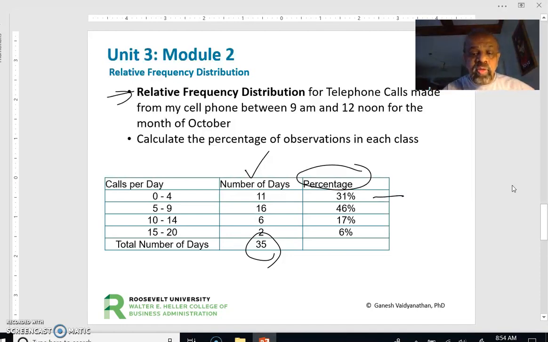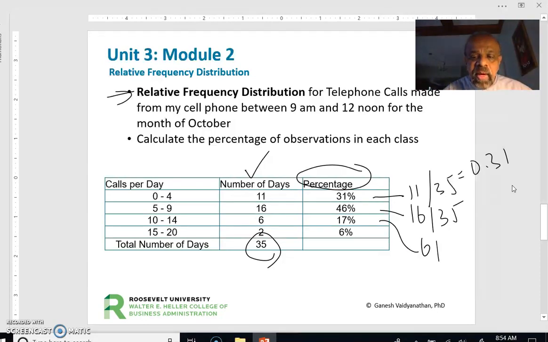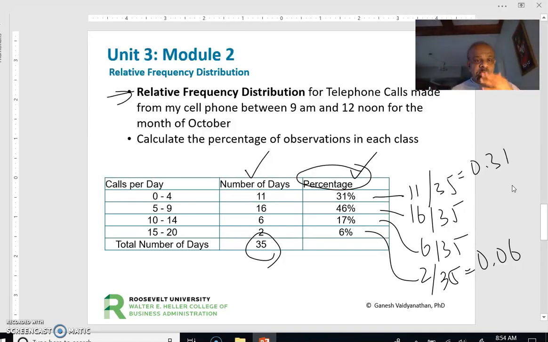The first one is going to be these 11 days, so 11 divided by 35, and that comes to 0.31. That's why it is 31%. For 16, it is going to be 16 by 35. For 6, it is going to be 6 by 35. For 2, it is going to be 2 by 35, and this is roughly equal to 0.06, so that is 6%. Now I can calculate the percentages from my frequency distribution, and this is called the relative frequency distribution.